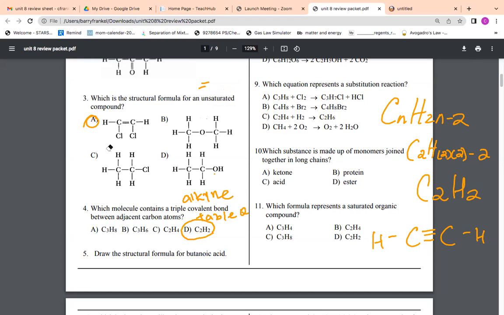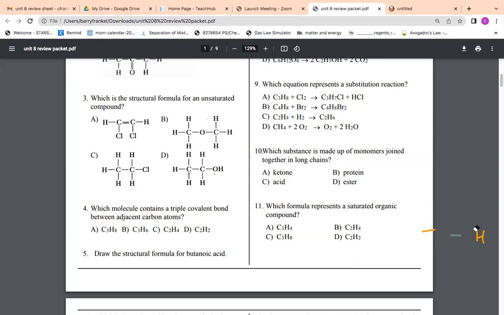All right, let's get rid of all this stuff. Number 5, they want us to draw the structural formula for butanoic acid. Butanoic acid is an organic acid. Organic acids have a functional group called a carboxyl group, which can only ever be at the very end of a molecule.